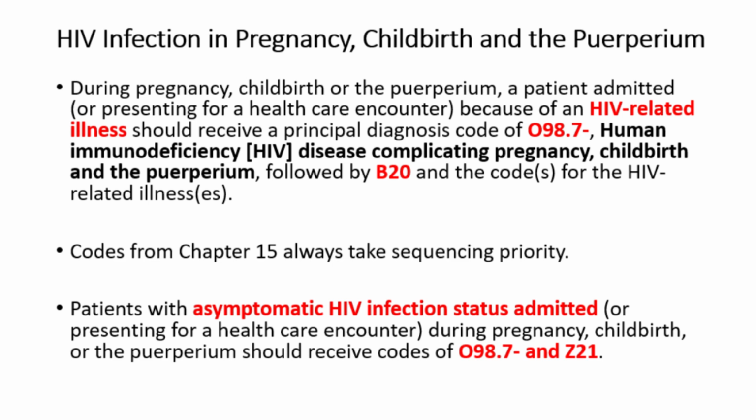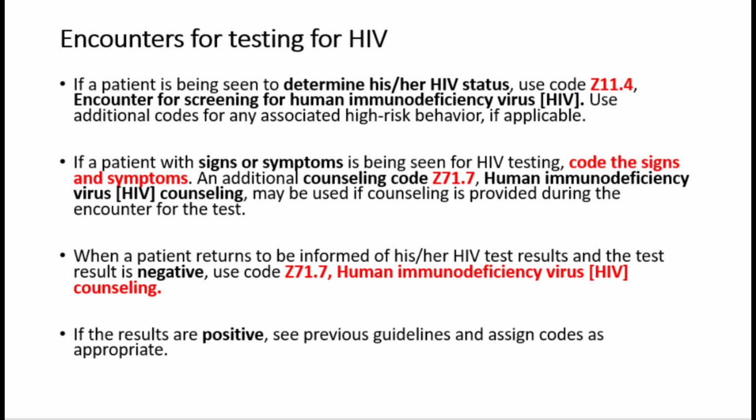Patients with asymptomatic HIV infection status admitted during pregnancy, childbirth, or the puerperium should receive codes of O98.7 series and Z21. If a patient is being seen to determine his or her HIV status, use code Z11.4, encounter for screening for human immunodeficiency virus. Use additional codes for any associated high-risk behavior, if applicable.